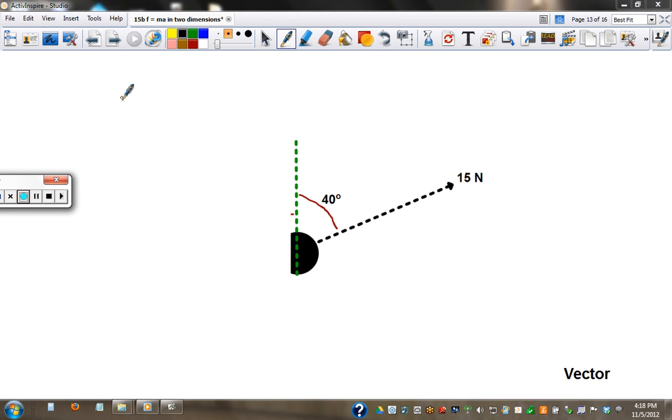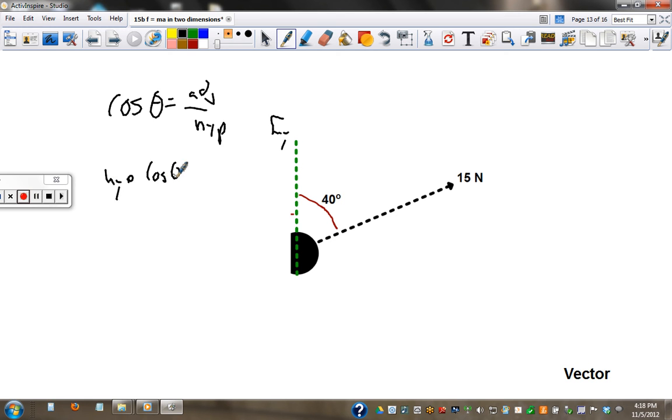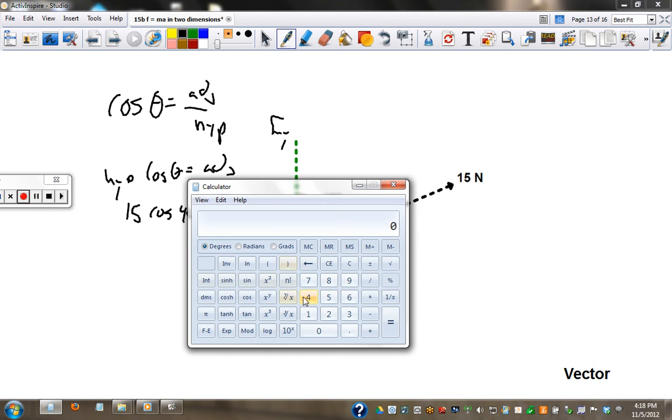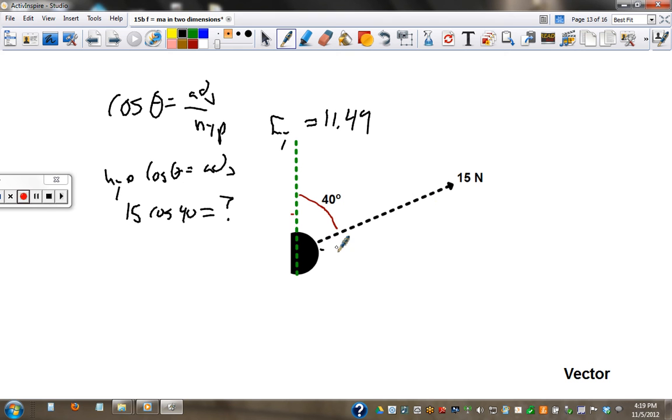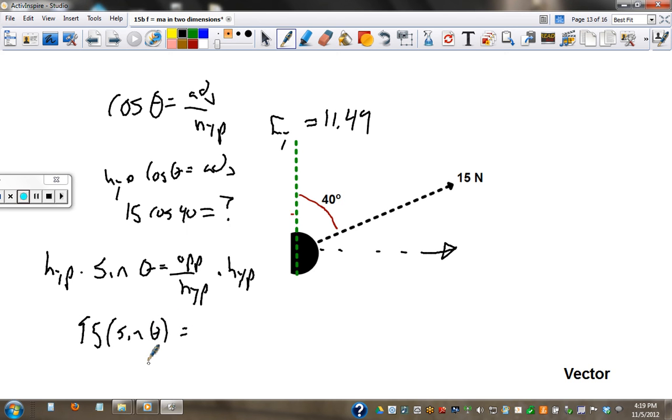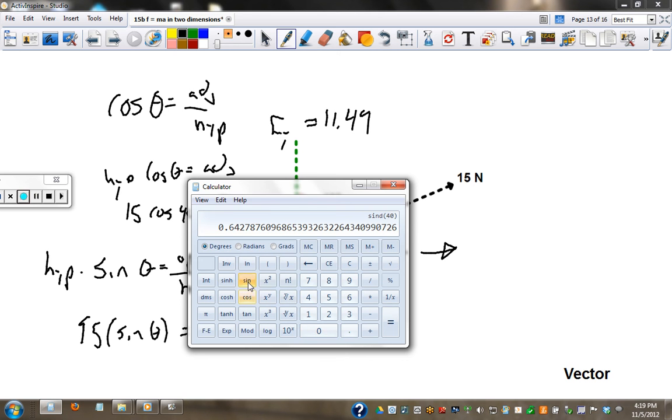We have to do the same thing over here. Cosine theta equals adjacent, right here, F in the y. This is the adjacent, over hypotenuse. Hypotenuse cosine theta equals adjacent. 15 cosine 40 equals what we want. 40 cosine times 15 equals 11.49. And now let's find this force, the x direction. Sine theta equals opposite over hypotenuse, times the hypotenuse, 15 sine theta. Calculator, 40 sine times 15 equals 9.64.